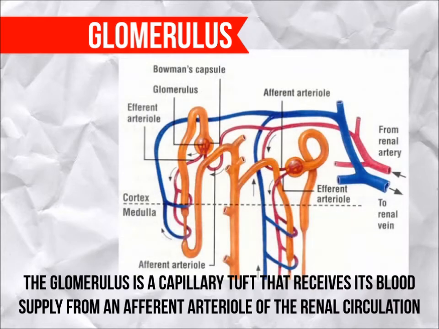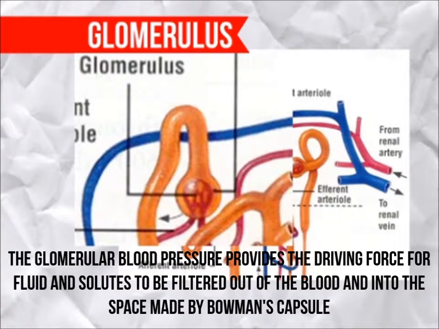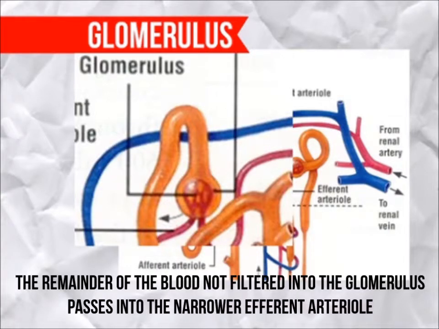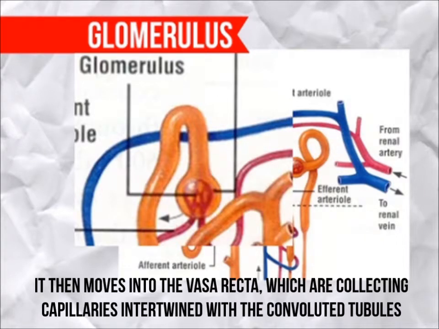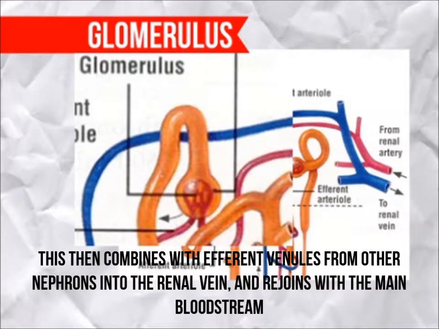Glomerulus. The glomerulus is a capillary tuft that receives its blood supply from an afferent arteriole of the renal circulation. The glomerular blood pressure provides the driving force for fluid and solutes to be filtered out of the blood and into the space made by Bowman's capsule. The remainder of the blood not filtered into the glomerulus passes into the narrower efferent arteriole. It then moves into the vasa recta, which are collecting capillaries intertwined with the convoluted tubules through the interstitial space, where the reabsorbed substances will also enter. This then combines with efferent venules from the other nephrons into the renal vein and rejoins with the main bloodstream.